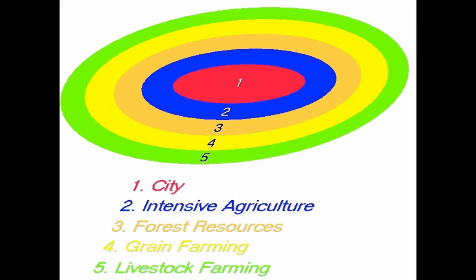Here's another way of looking at it, a much simpler way. The city is the red dot in the center. Number 2, the intensive agriculture, would be your market gardening and fruit. You have your lumber and your forest resources in ring number 3, your grain farming in ring number 4, and your livestock ranching in number 5. And with each successive ring, 1, 2, 3, 4, 5, the land gets cheaper and cheaper and cheaper.